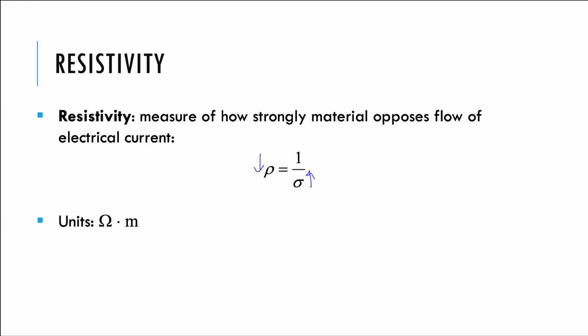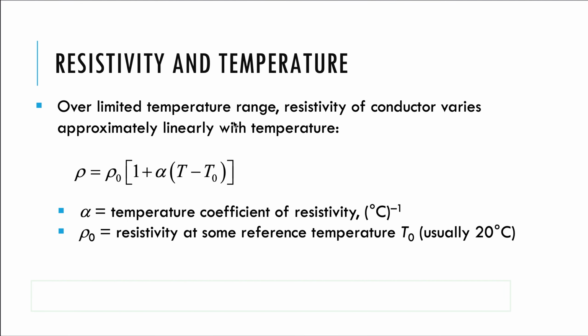So the resistivity is a property of the material, and we're usually given that resistivity. The resistivity is affected by the temperature, and it varies approximately linearly with temperature. We are given this relationship here that tells us that if we have an initial temperature T0, which is usually 20 degrees Celsius, and we have a change in temperature, a delta T here, then whatever our initial resistivity is, it's going to change to a new resistivity rho.